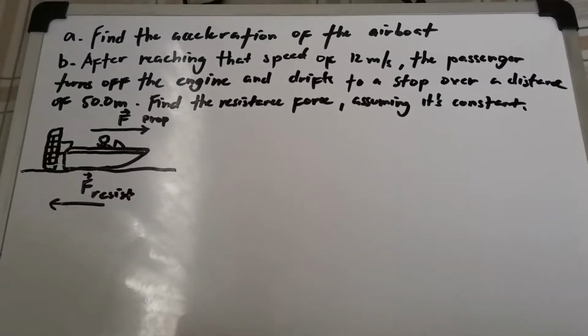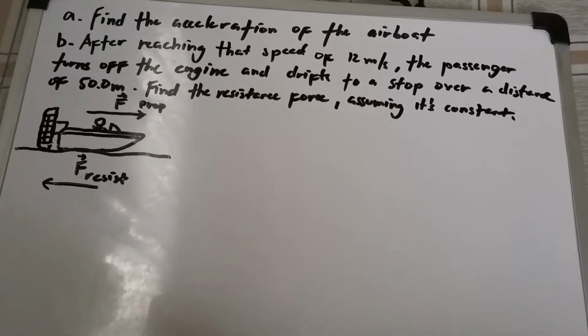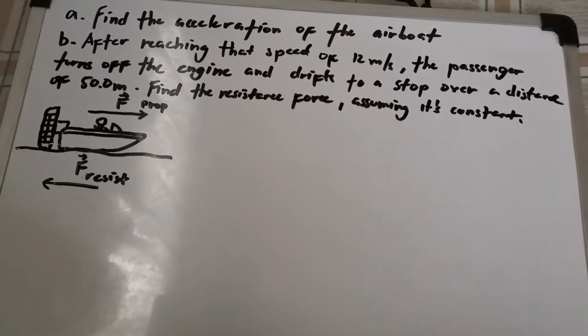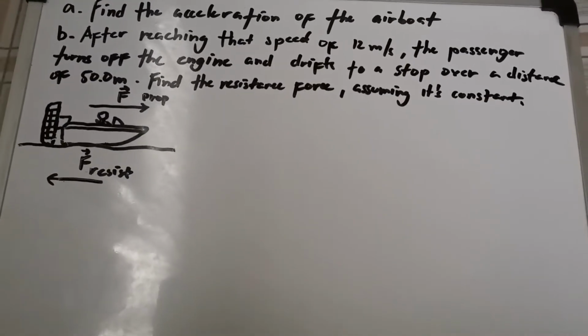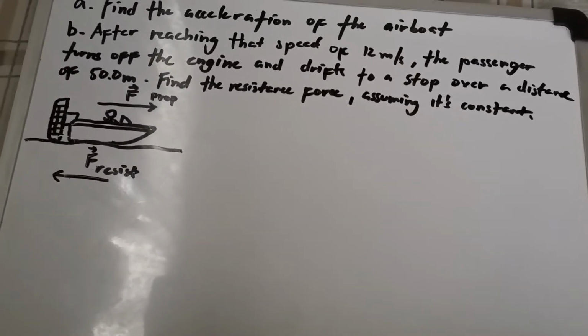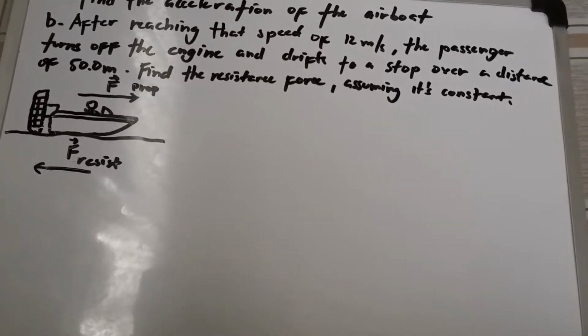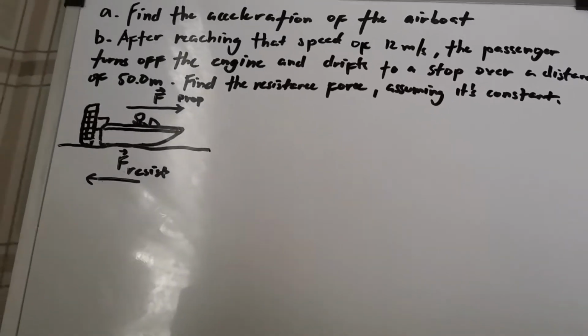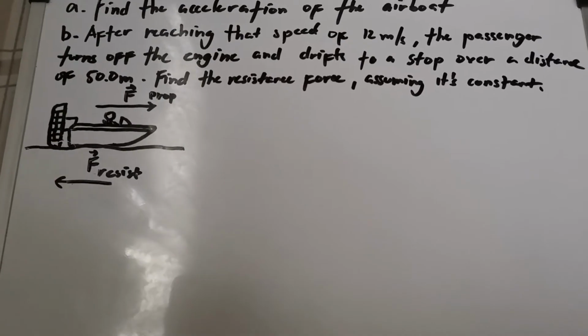This problem is an application of Newton's second law of motion together with the equations of kinematics from our previous lesson. For letter A, find the acceleration of the airboat. For B, after reaching that speed of 12 meters per second, the passenger turns off the engine and drifts to a stop over a distance of 50 meters. Find the resistance force, assuming it is constant. So, here is our figure.